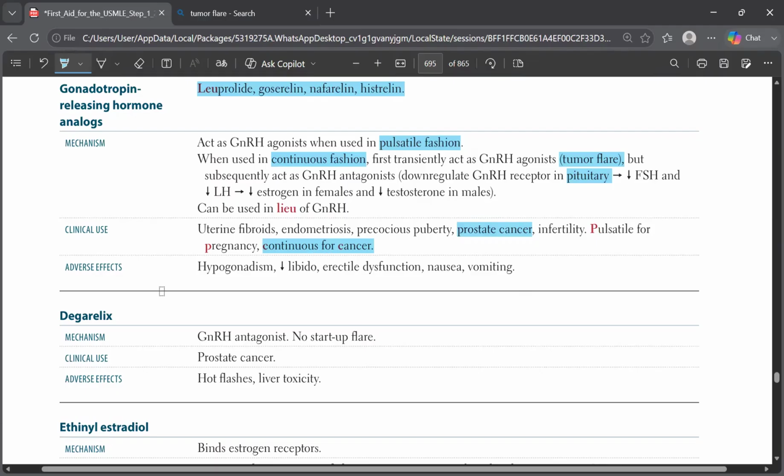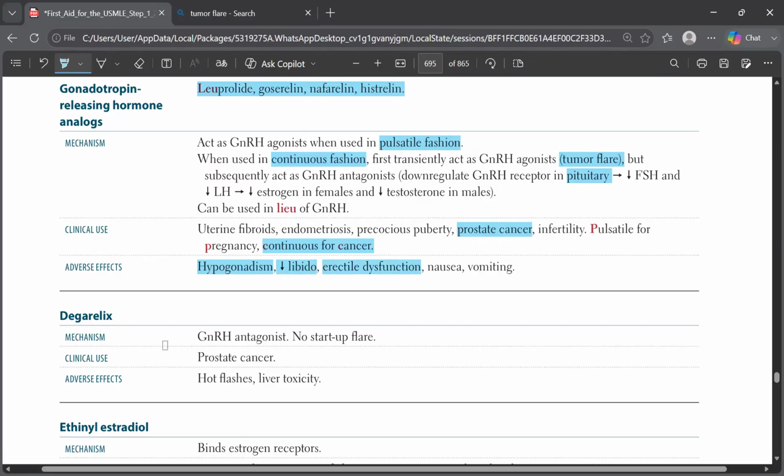The adverse effects are hypogonadism. The size of gonads is going to decrease, because they act as GnRH antagonists, so there's decreased estrogen and progesterone and decreased FSH and LH. There's going to be decreased libido, erectile dysfunction, and obviously nausea and vomiting.